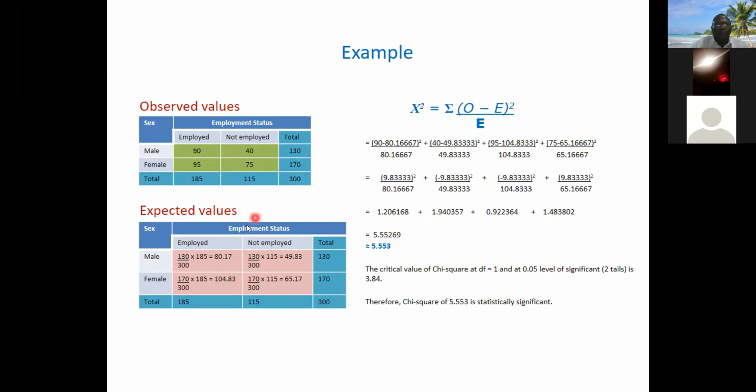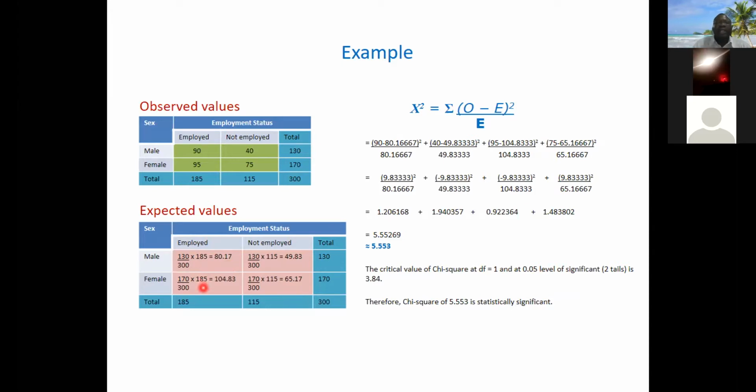So how many people are employed? The number of employment should be based on the contribution of male to the total. That's 130, because male is 130 out of 300. 130 over 300 times 185 that are employed will give you 80. So we expect 80 male to be employed.